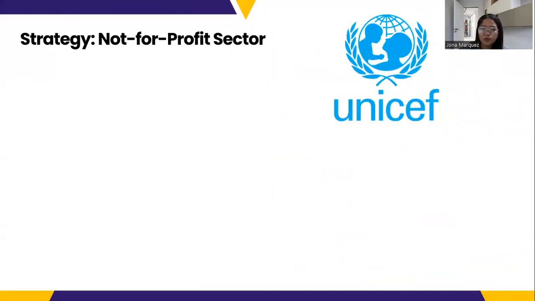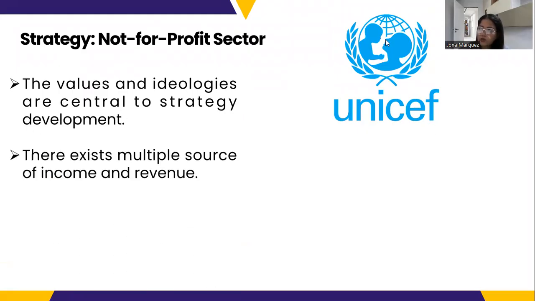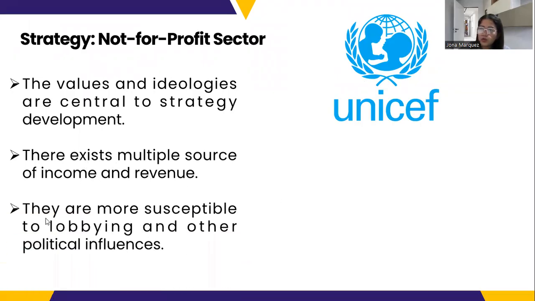Ito yung last, no? Yung non-profit sector. May mga ganyan, no? Non-profit organization. So, isa sa example dyan, ito yung sinasabi ko sa inyo kanina, ang UNICEF, no? So, the values and ideologies are central to strategy development. Okay? So, they are more on helping other people, no? So, they have multiple sources of income and revenue, no? They are more susceptible to lobbying and other political influence.